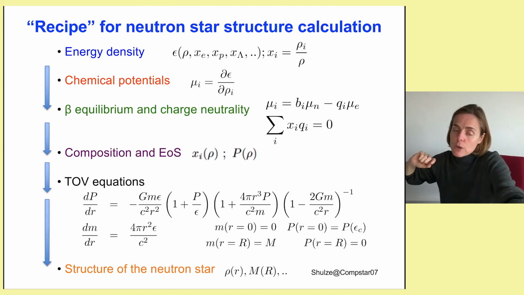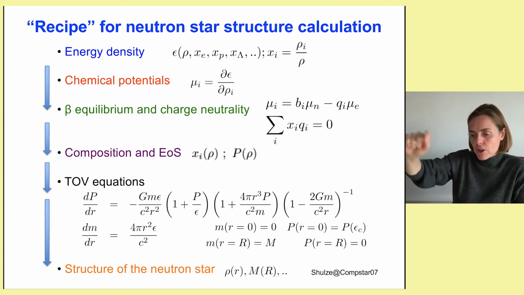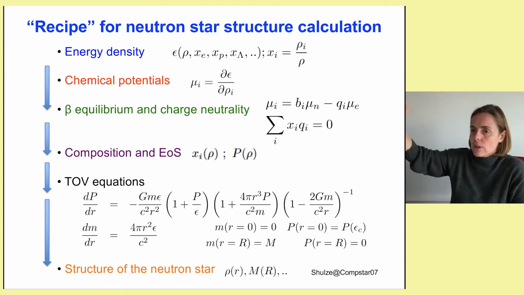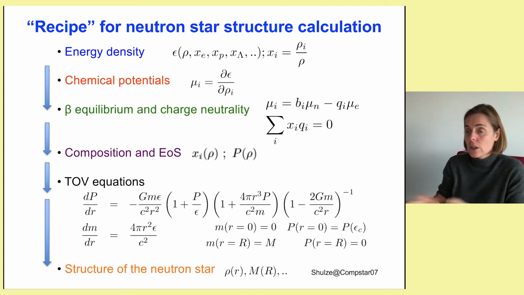We integrate those equations, okay? So the idea is just you start with some value of pressure, energy density, and you integrate out, okay, and you solve this. Then you start with another one and you integrate. Okay, and in this sense, now you get masses and radius that are given by your model. So this is what you get.